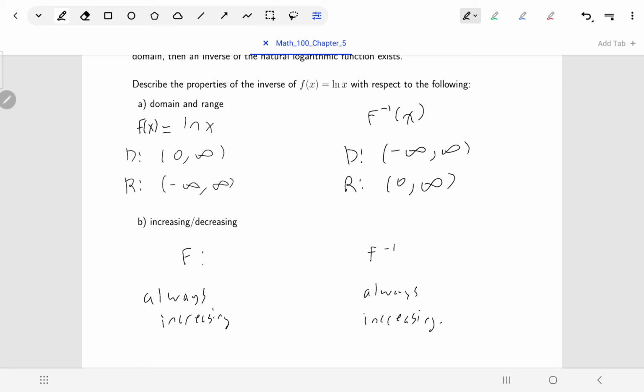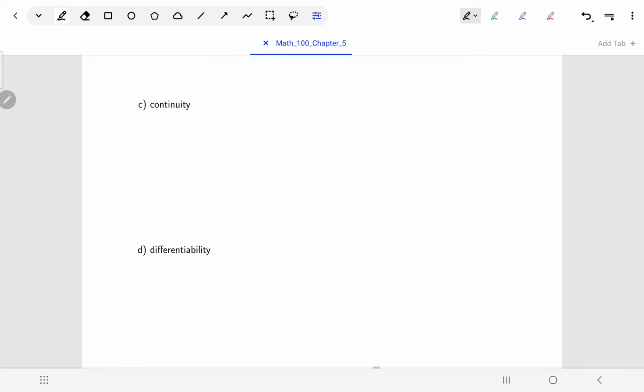So that means that even though we don't know what f inverse is yet, we know its derivative will always be positive, and that's because for f, its derivative was always positive. As far as continuity goes, f, the natural log, that's continuous on its domain. And so since f is continuous on its domain, then when we finally figure out what the inverse of natural log is, we'll know that it is also continuous on its domain.